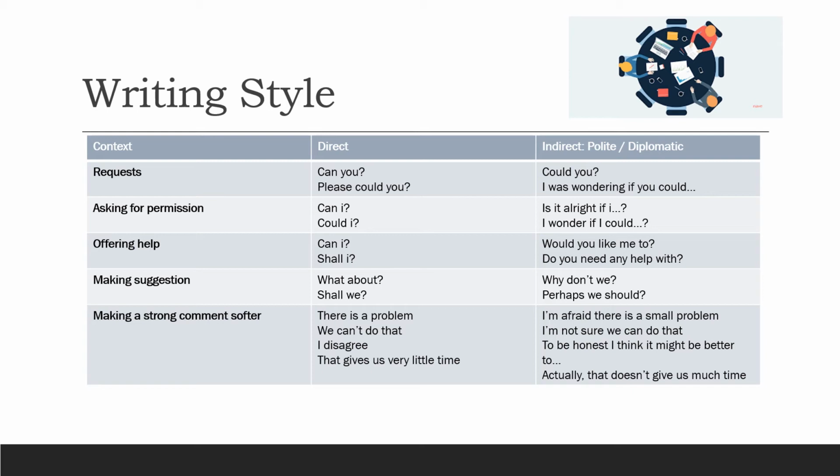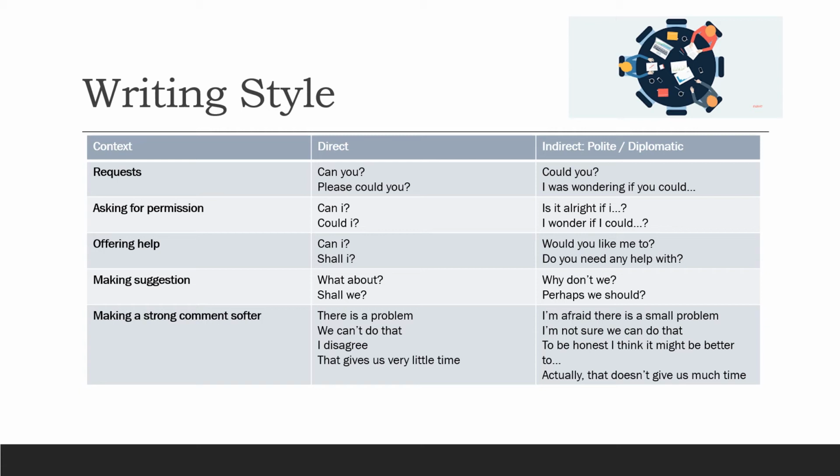The next one on the list is offering help. A direct way would be can I or shall I. Instead of this direct approach, you should reply stating would you like me to, or do you need any help with this? The next one on the list is making suggestions. A direct way would be what about or shall we. Instead of this, you should adopt a polite approach, by stating why don't we, or perhaps should we.